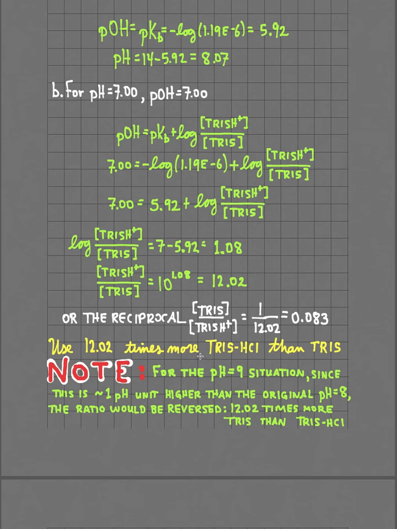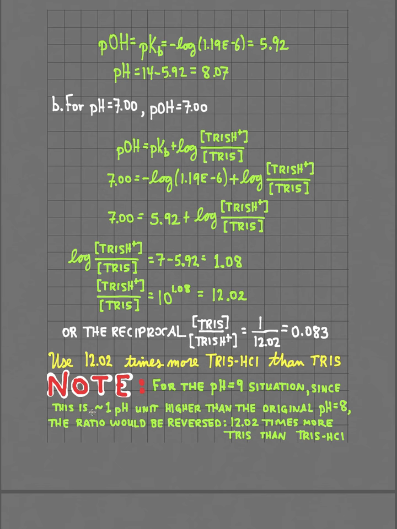Or I might have those solutions mixed up already. I said for the pH of 9, since this is about a pH of 1 unit higher than the original pH of 7, the ratio would be reversed. In other words, 12 times more tris than tris H plus. Does that make sense? A little bit of sense, yeah.